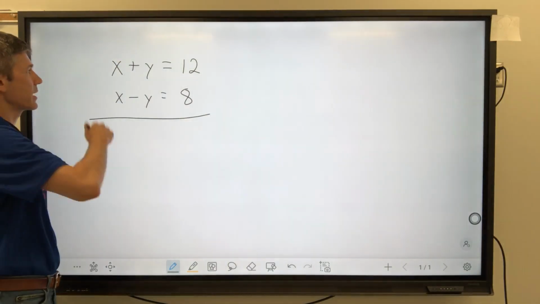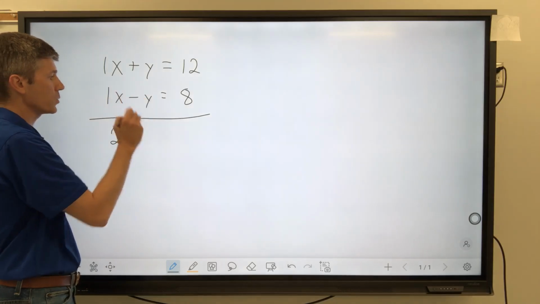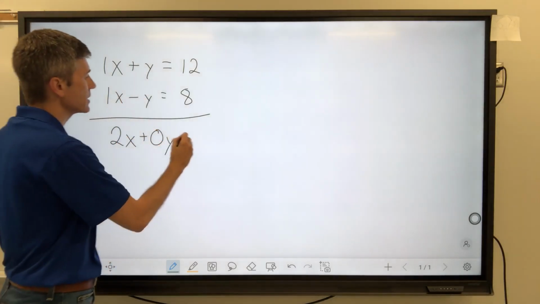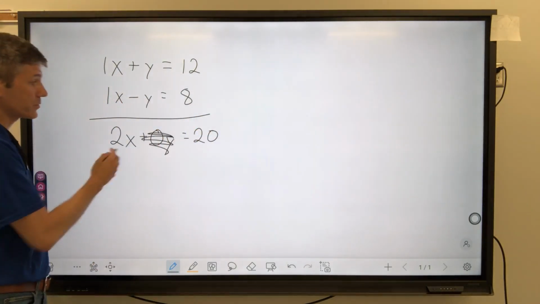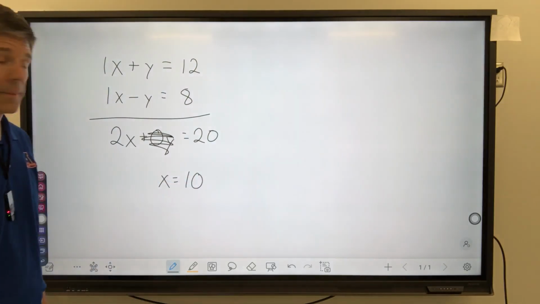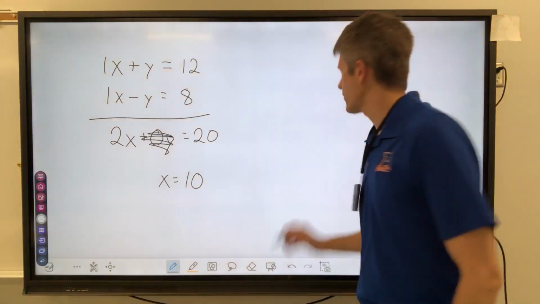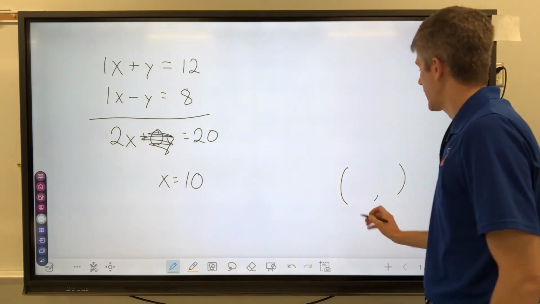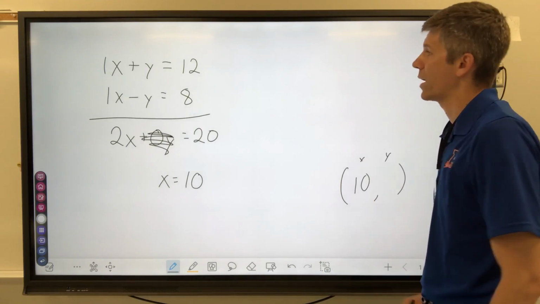We're going to add straight down. 1x and 1x makes 2x. 1y minus 1y makes a completely pointless 0y that I did not have to write. 12 plus 8 gives me 20. I don't need 0y. If 2x equals 20, then x must equal 10. And I'm happy with that if you are, but the final answer is not x equals whatever. The final answer is a coordinate. It's an x and a y. And we know the x value is 10, but we don't know the y value.